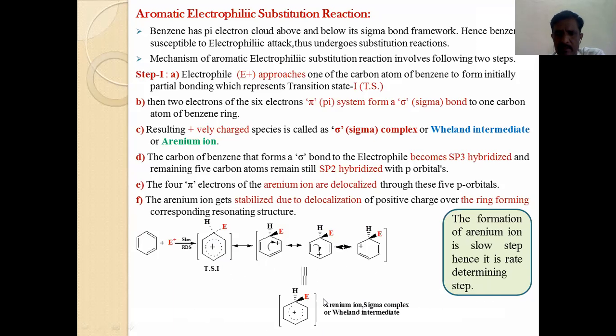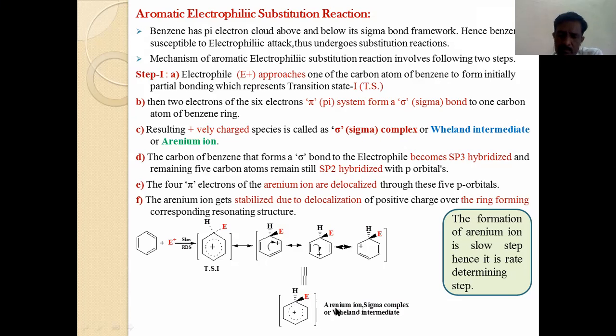These 3 resonating structures can be written in this short form, where I am representing the resonance hybrid structure, which has positive charge within the ring, and all these 5 carbons are sp2 hybridized, but this carbon is sp3 hybridized. Now the positive charge becomes more stable due to delocalization from one carbon to another carbon. This is an ion, a carbon having a positively charged ion.